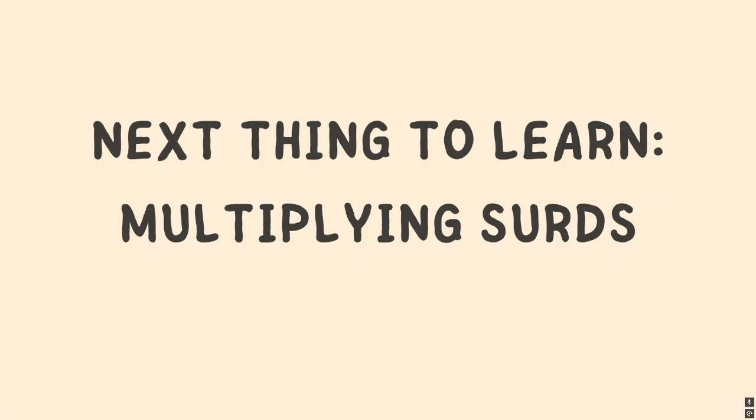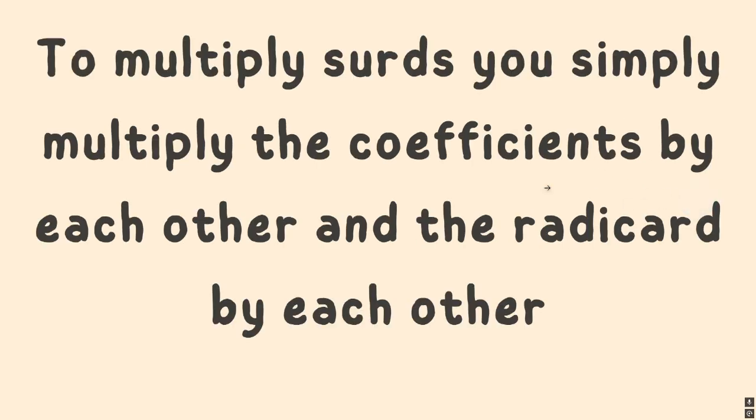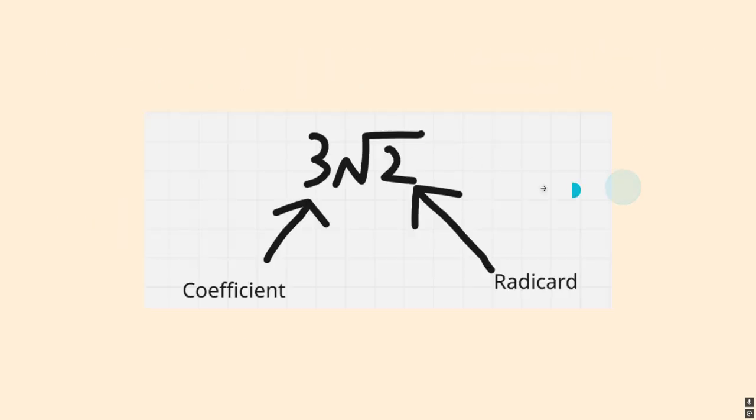All right, if you made it this far, the next thing you need to learn is how to multiply surds. To multiply surds, you simply multiply the coefficients by each other and the radicands by each other. You may be asking, what do you mean by coefficient and radicand? The coefficient is the number that stands right outside of a square root symbol, and the radicand is the number under the square root.